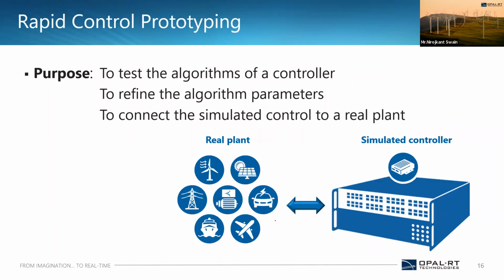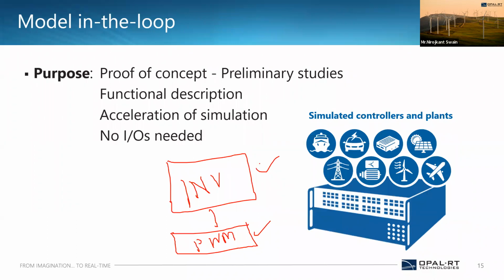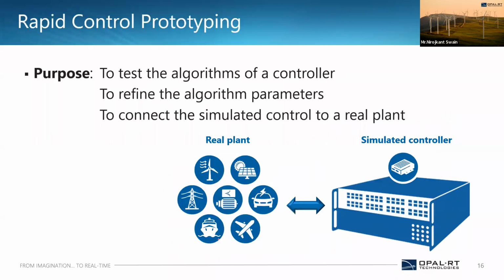And the second one is rapid control prototyping. In this case, your plant is real and your controller is simulated. So in rapid control prototyping, this inverter is your real inverter, and you dump your controller in a real-time simulator, and we interface this inverter to this controller. That's what we call rapid control prototyping. Again, in rapid control prototyping, your plant is real and your controller is in a simulator.